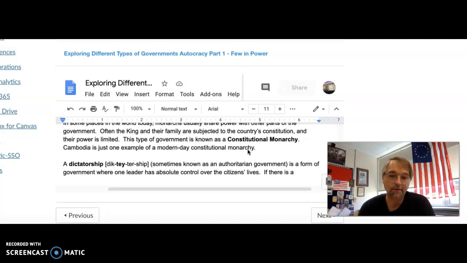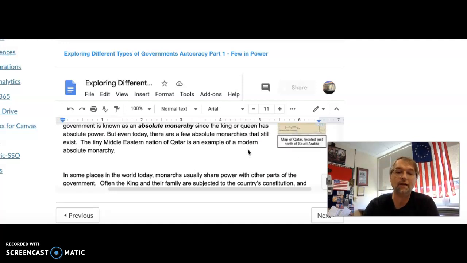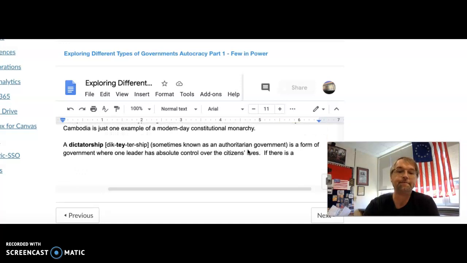So is Great Britain, where there is the Queen of England, right? But she has to obey the Constitution. She does not rule like an absolute monarch.